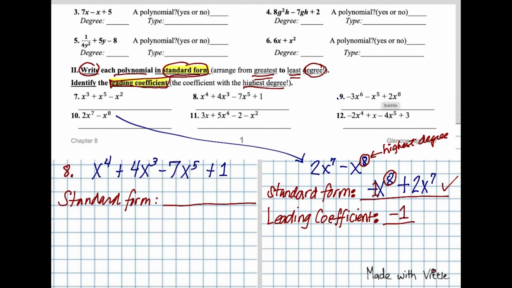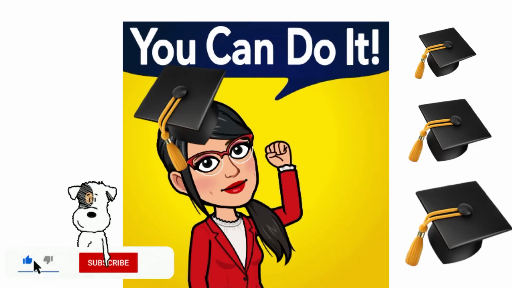You can actually pause this video and do it yourself. First, item number 8. Go ahead, write it in your notebook, and also identify the leading coefficient with the highest degree. Alright, good luck on your homework, and I'll see you in class.